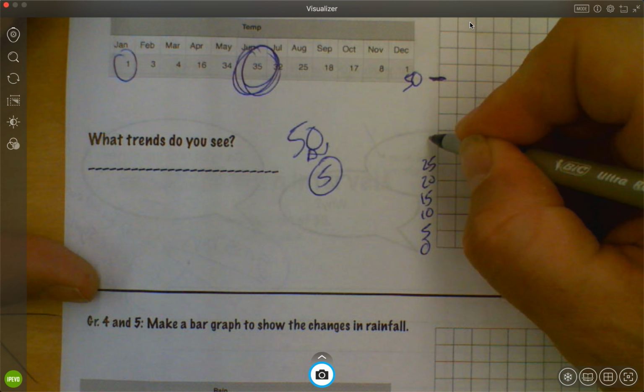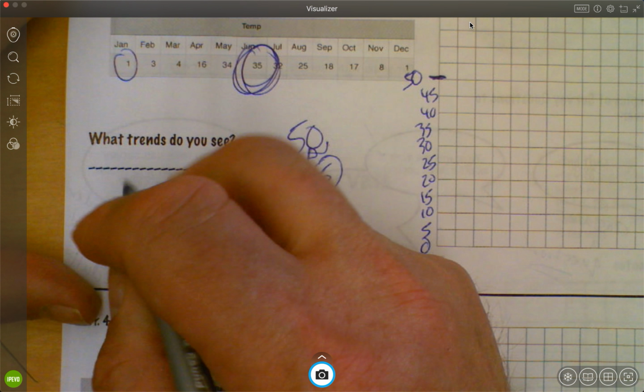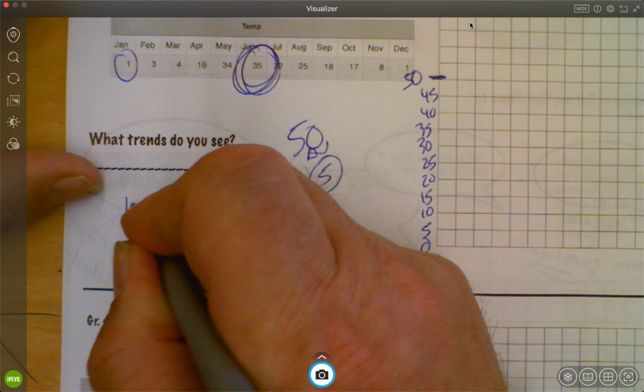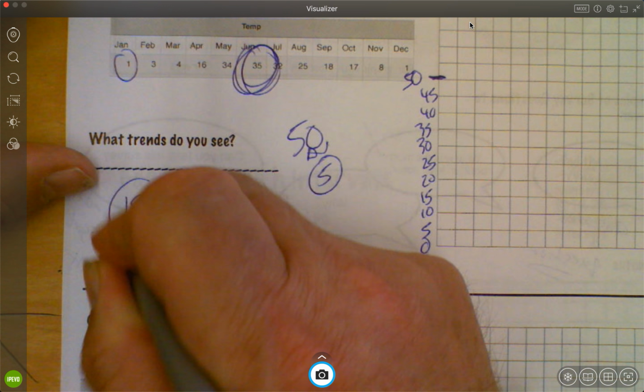And I can keep going with this. 30, 35, 40, 45. And then my graph will be fine. So typically, whatever that number is, let's pretend 182 is my biggest number. What I would do is round up. Let's just say I'd go up to 200. I put 200 at the top, and then I'm counting by 20. So it'd be 0, 20, 40, etc.